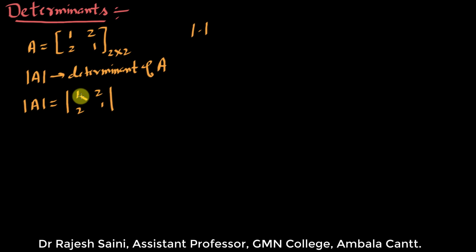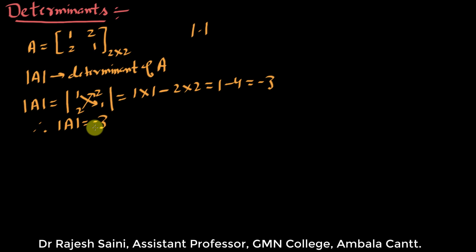Now from here we move downward, and from here we move upward, and we know that it takes no effort to move from up to down. So there will be a positive sign, and the elements will be multiplied with each other, 1 into 1. When you move up it takes a lot of effort, so here you will mark a negative sign, and 2 into 2. So this is 1 minus 4, which is equal to minus 3. Therefore the determinant of A is equal to minus 3.